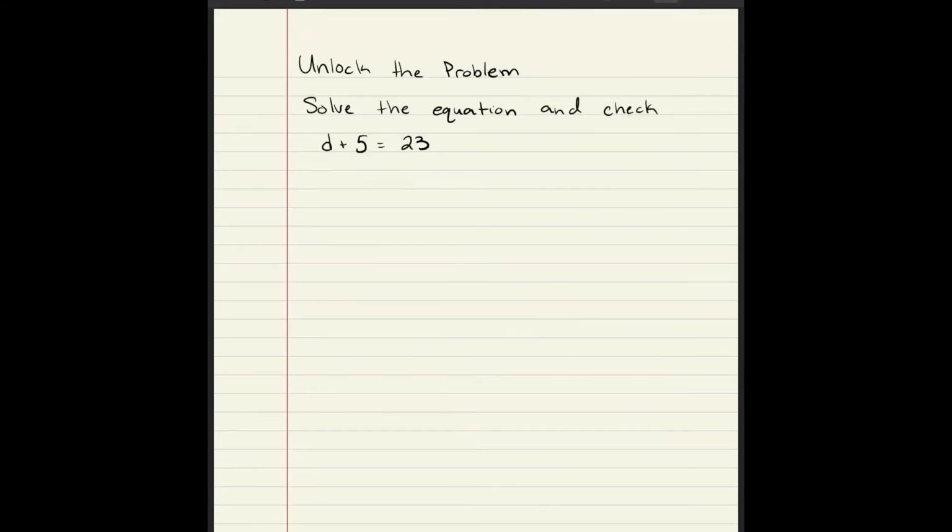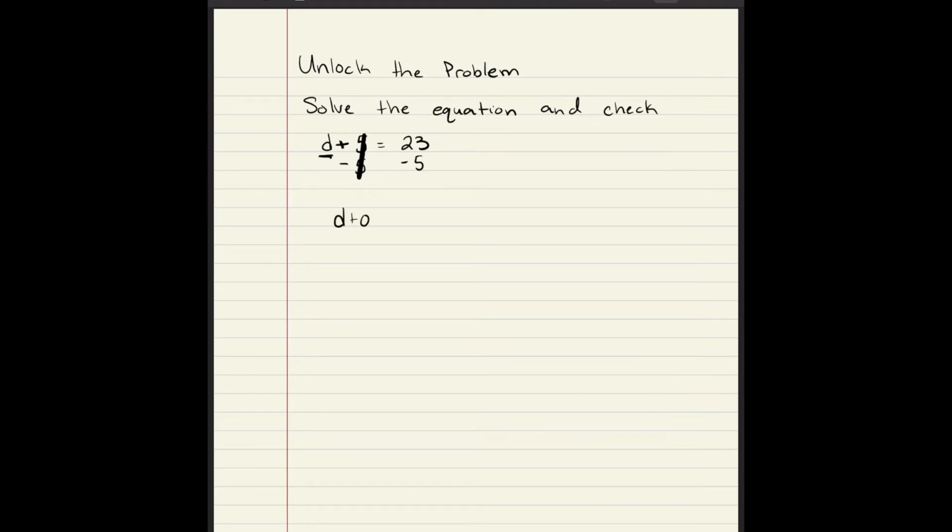All right, unlock the problem. Solve the equation and check. So we have d plus 5 equals 23. So we need to find the value of d. To do that, I'm going to use inverse operation. So we have addition here. The inverse operation of addition is subtraction. So I'm going to subtract 5 from this side of the equation and from the other side. 5 minus 5 is 0, so those are canceled out.